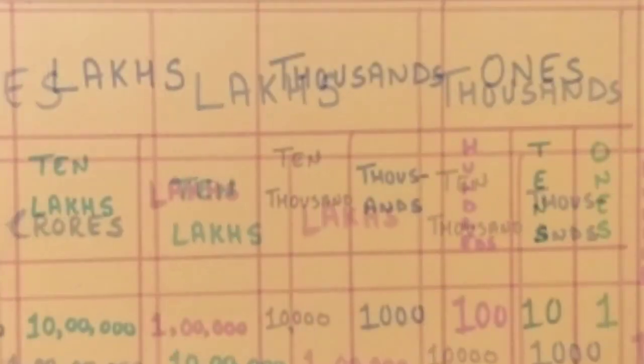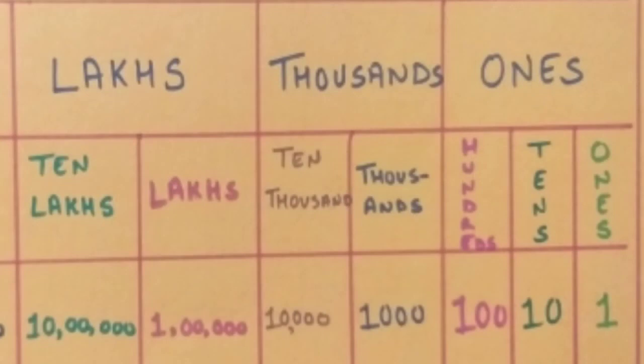So if you look closely at this chart, you will find that the value of a place to the left of any digit in a number is 10 times, 2 places to the left is 100 times, 3 places to the left is 1000 times, and so on. Now this place value chart is very helpful in reading and writing a number.